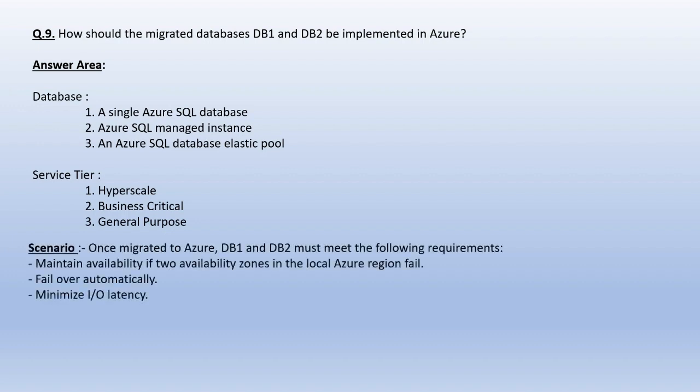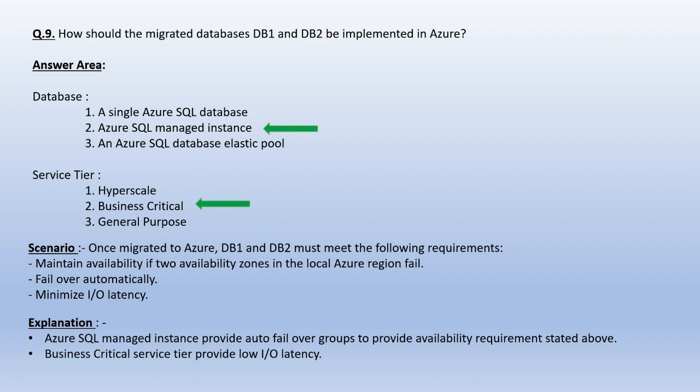So what was the requirement? Once migrated to Azure, DB1 and DB2 must meet the following requirements. First, maintain availability if two availability zones in the local Azure region fail, fail over automatically, and minimize IOPS latency. So let's see what the answers are. For the first, we need Azure SQL managed instance and service tier business critical.